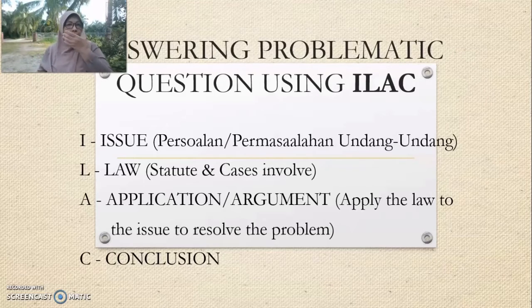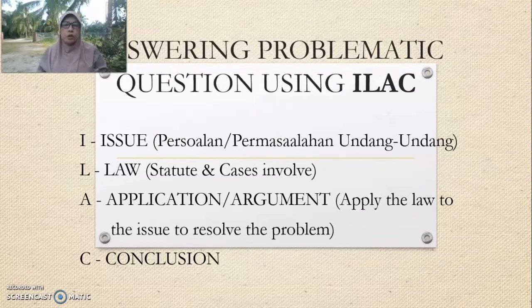This is a guideline for law students who take up law and who attended class with me. As for other students who did not attend class with me, and are from other classes whose lecturers are other lecturers, please follow the guideline given by your own lecturer. So what is actually ILAC?